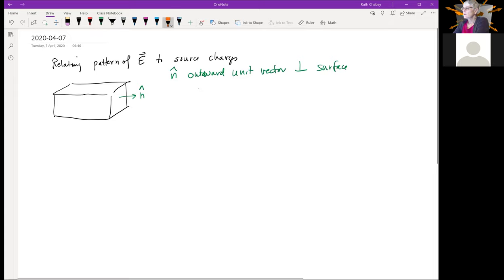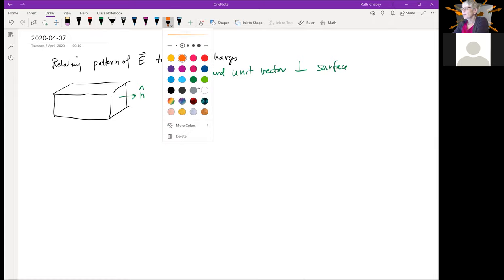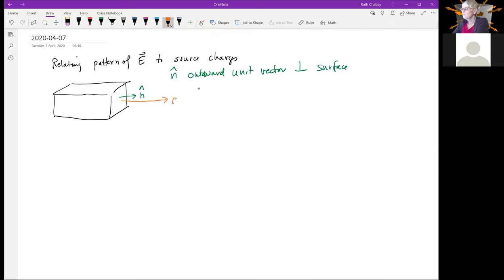And here is our electric field. So we wanted the dot product of E dot n hat, and we also wanted something about the size of the surface. So this is the angle and the magnitude, but we need to take into account the size of the surface.